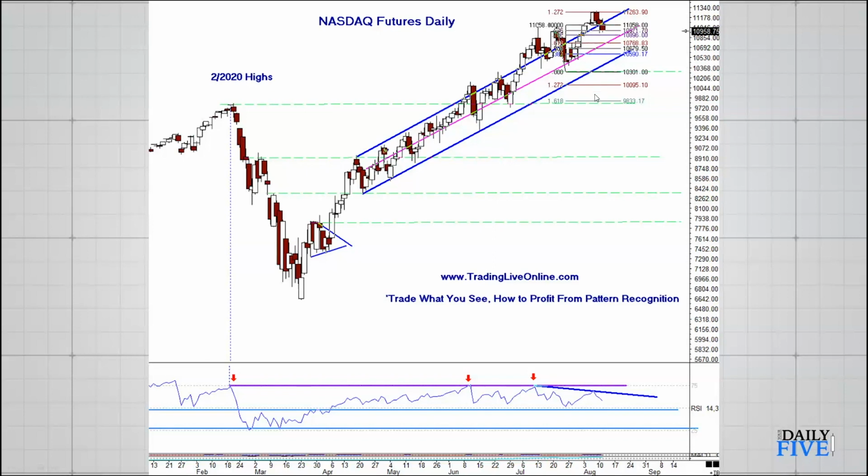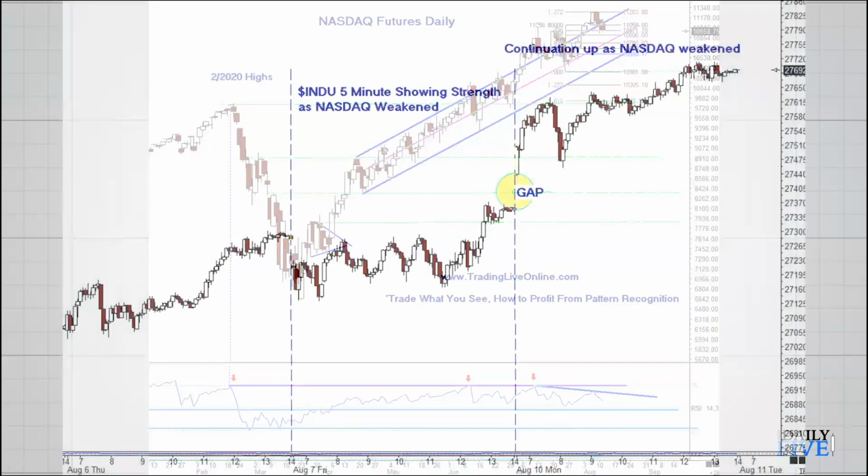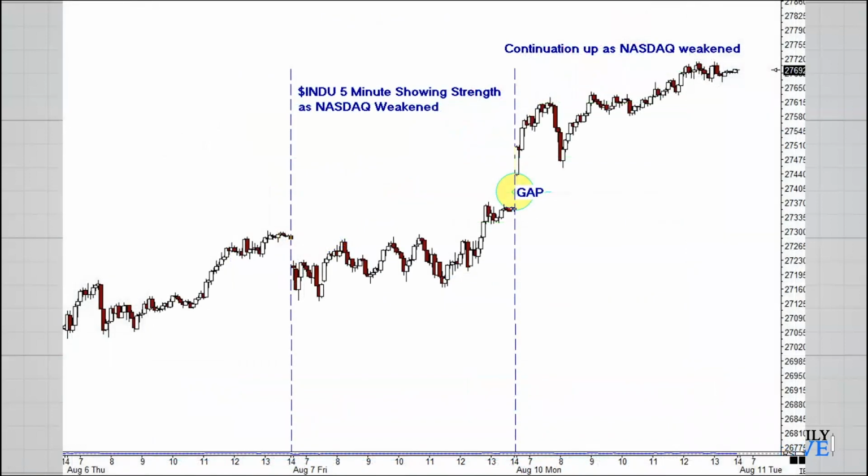So let's now move to our next chart. Let's take a look at some intraday charts where we might be able to get a good picture of the differences between these two indexes.